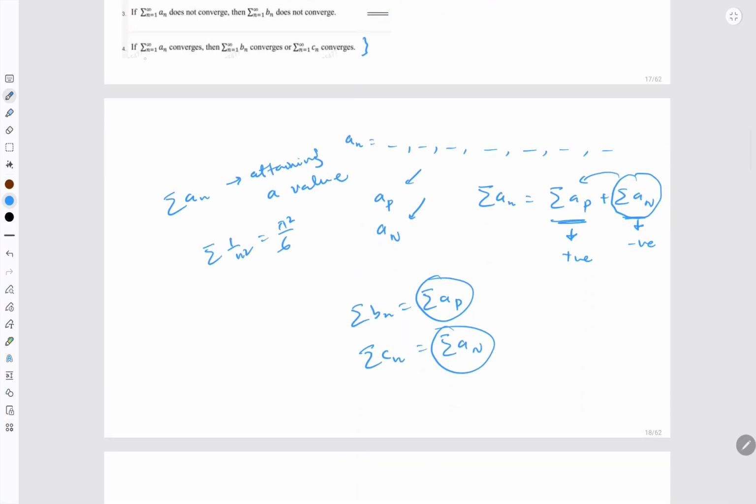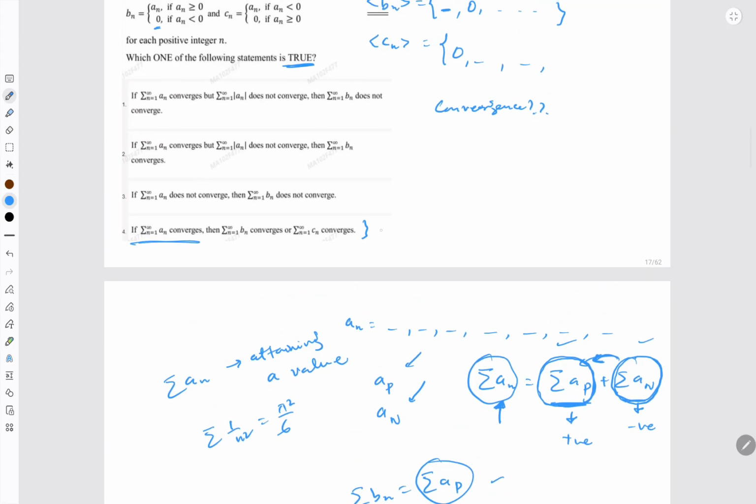Now it is saying if sigma an converges, that means these two have to converge. It is not necessary, right? Why? The reason of convergence may be that this itself is diverging, getting a bigger value, but this is also getting a bigger value, and this is somehow cancelling the effect of that number getting big, and that is why the series is converging. That may be one reason, but that does not mean that these two individually will converge, right? So this option is false.